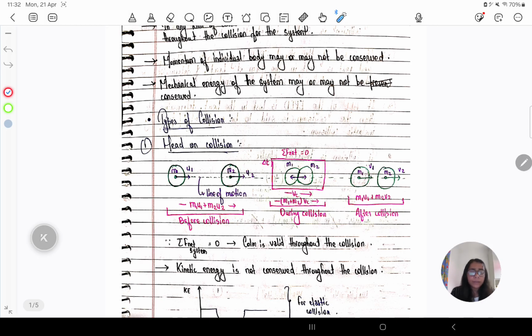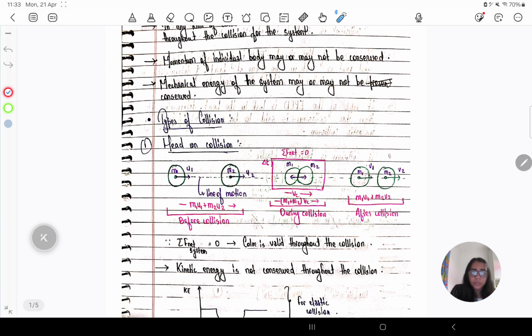Now, let's say that these two bodies collided. At some point when they collided, they are together. After collision, they start moving in separate ways, with m1 moving with v1 and m2 moving with v2. When they have just collided, at that time they have a common velocity which is called vc, and the bodies come together and their masses are considered together.